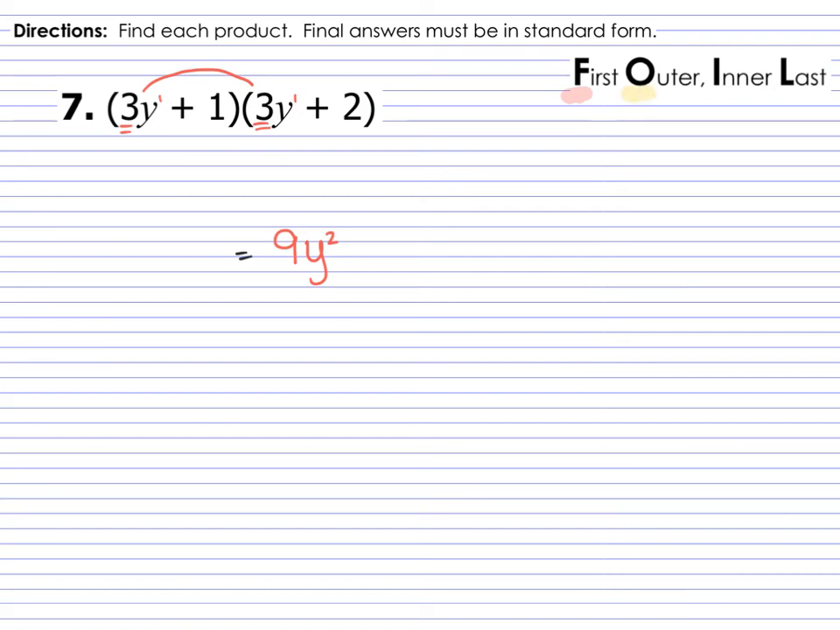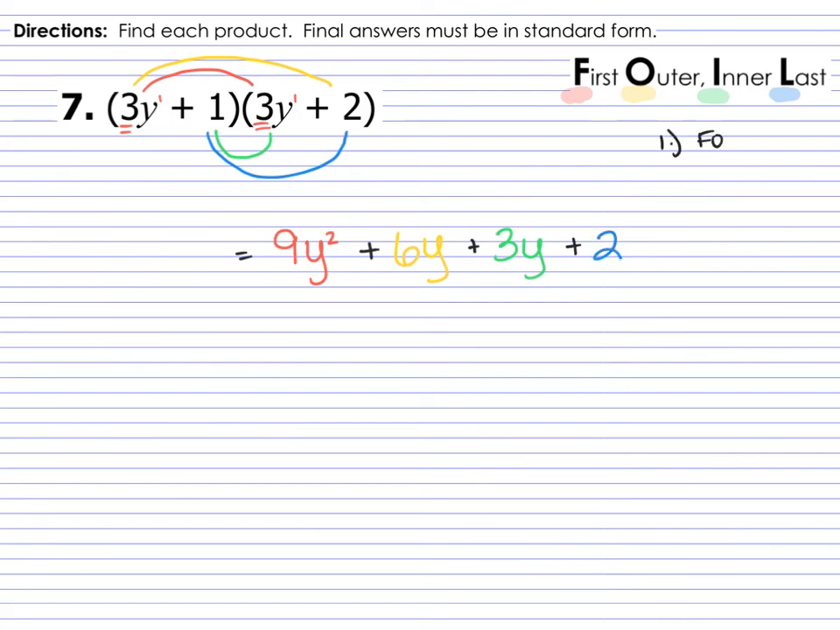Then we're going to move on to our outer terms. So 3y times 2, we multiply the 3 and the 2. That's going to give us 6y. Plus, now we're doing our inner. So that's going to be 1 times 3y to give us plus 3y. And then we'll do our last terms, which is 1 times 2. 1 times anything is just itself, so this will be plus 2.